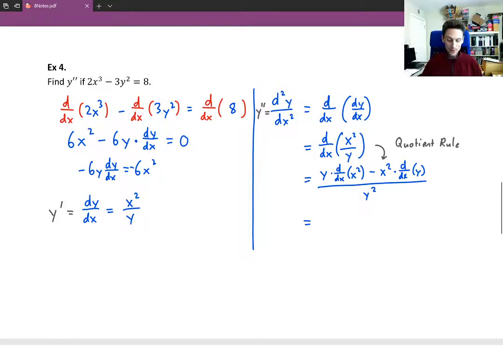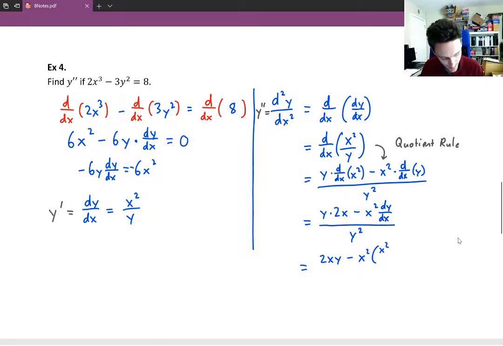Okay, so there's the quotient rule. We got to take these individual derivatives now. So we have derivative of x squared with respect to x should give you 2x. Then we have the derivative of y with respect to x. Well, that is dy/dx. I'll just write dy/dx over y squared. And actually, dy/dx we have already. That's x squared over y. So we can go ahead and plug in x squared over y for dy/dx. Let's do that. X squared over y.